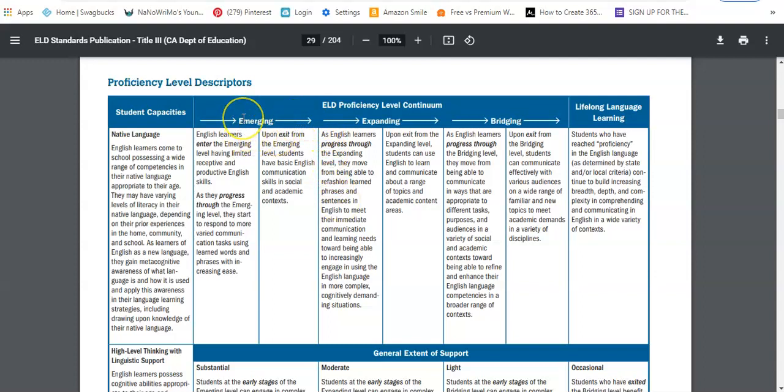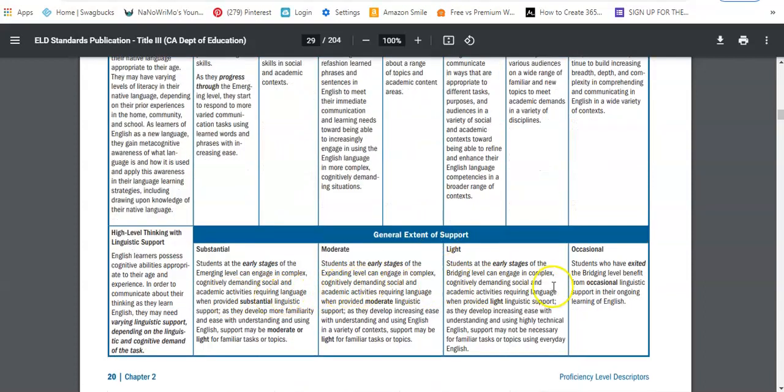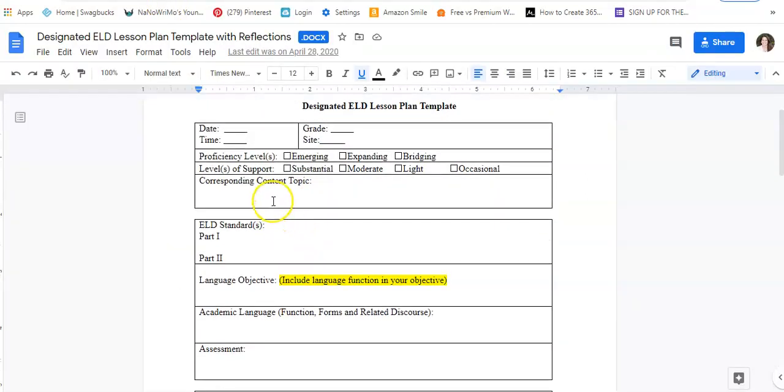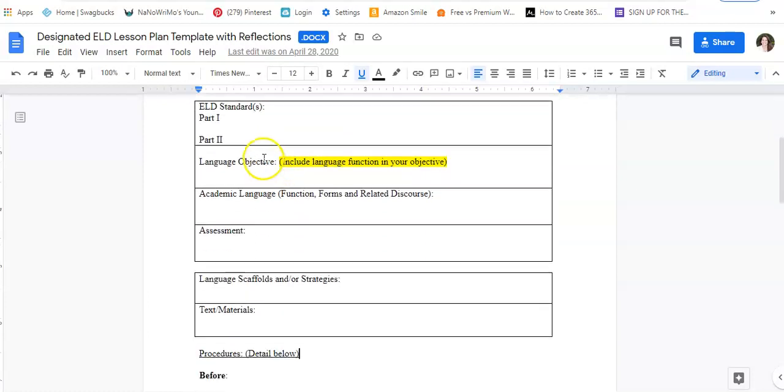So here are the three levels of proficiency: emerging, expanding, and bridging. And then down here are the levels of support: substantial, moderate, light, and occasional. So you're going to want to identify both of those. You're going to come up with a corresponding content topic, and we'll talk about that in a minute.